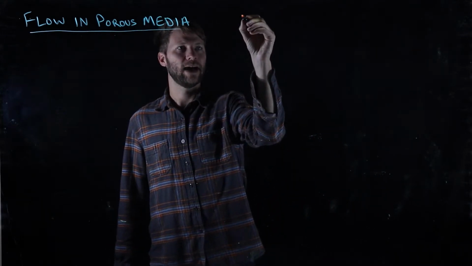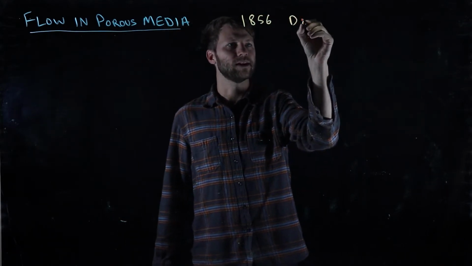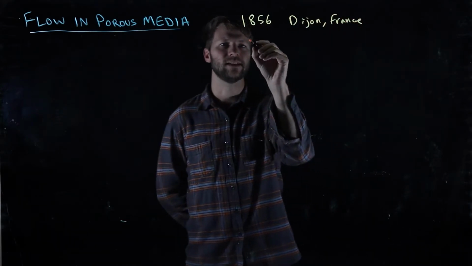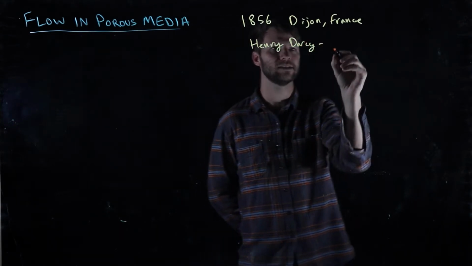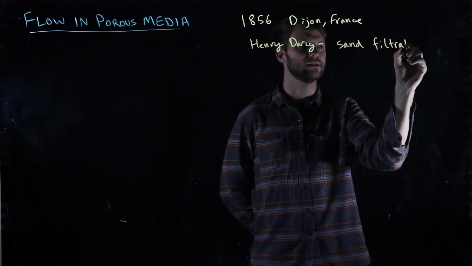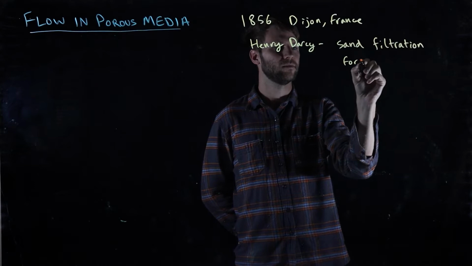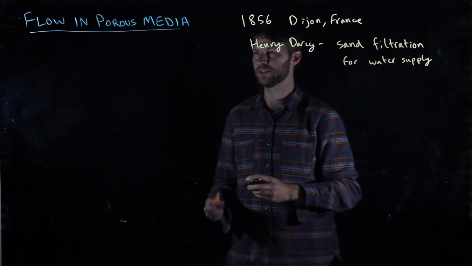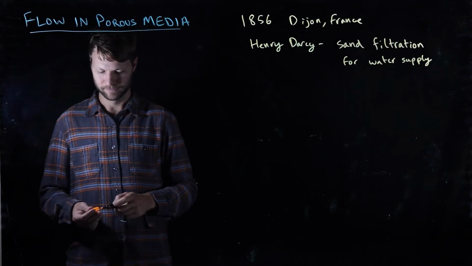So way back in 1856, in Dijon, France, a hydraulic engineer working for the city named Henry Darcy published a set of results. And Darcy had spent his career trying to understand how to come up with clean drinking water for the city, specifically by moving the water that people drank through sand filtration systems. And Darcy had done a number of experiments and had observed something really important about the way that water flows through sand in the subsurface.